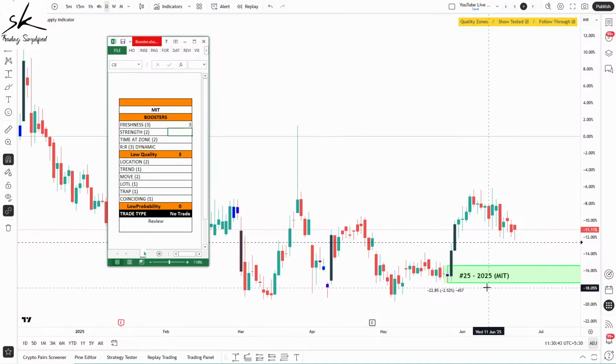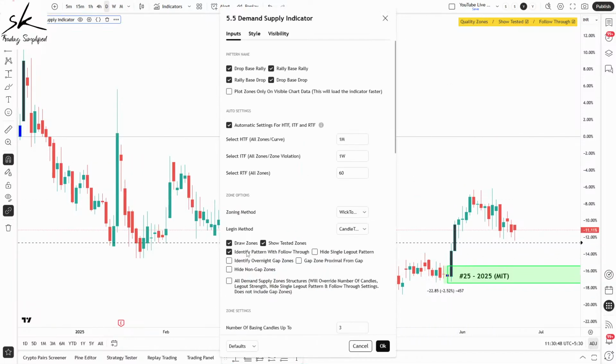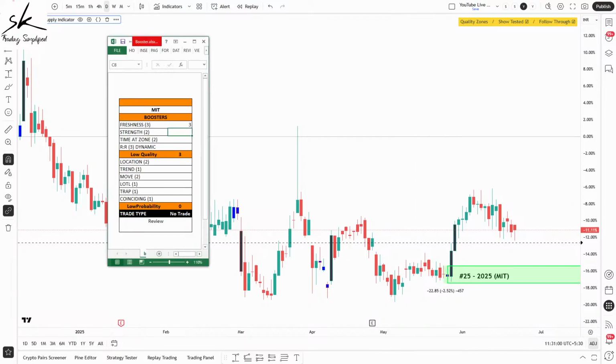Talking about the strength, currently you can see the indicator is identifying a follow through pattern. So I would like to check, does it also get identified without the follow through? This is definitely an explosive move. Can you see, when I disabled the follow through pattern, it is still getting identified for me. So that tells me we have an explosive move, which gets a score of 2. Talking about time at the zone, we have 2 candles in the basing, which gets a score of 2 again.